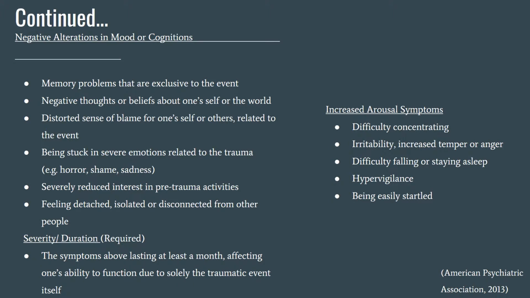In the category of negative alterations in mood or cognition, there are memory problems that are exclusive to the event, negative thoughts or beliefs about oneself or the world, a distorted sense of blame for oneself or others related to the event, being stuck in severe emotions related to the trauma, severely reduced interest in pre-trauma activities, and feeling detached, isolated, or disconnected from other people. In the category of increased arousal, there are symptoms of difficulty concentrating, irritability or increased temper, difficulty falling or staying asleep, hypervigilance, and being easily startled.